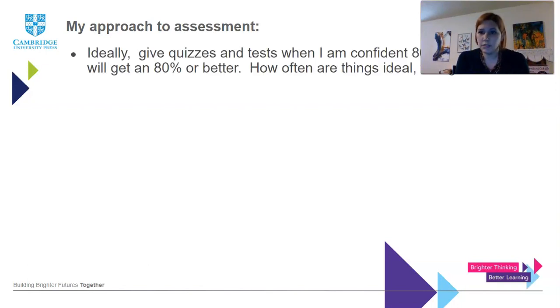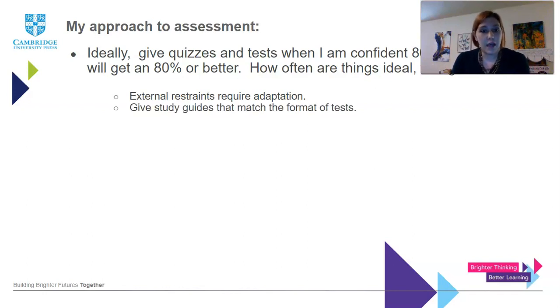Ideally, I give quizzes and tests when I'm confident that 80% of students will get an 80 or better. But of course, how often are things ideal? When that happens, what I do is adapt, right? If there are external restraints on this, I have to adapt. I give study guides that match the format of tests. That way students know exactly what my instructions are going to look like. They know how long it's going to be. They know what the sections are. They understand what skills they're going to need to demonstrate to me. They're going to know what I'm looking for and how I'm going to ask them.